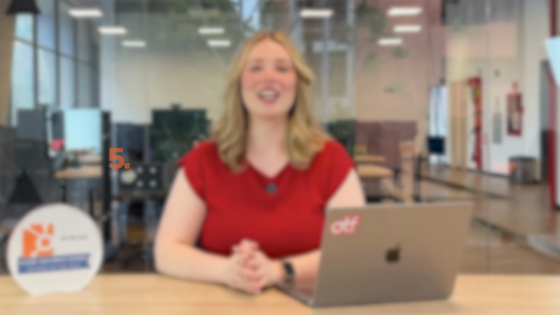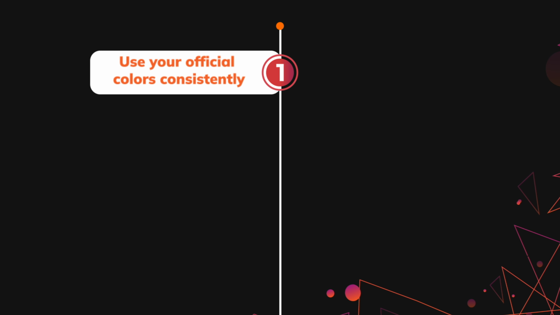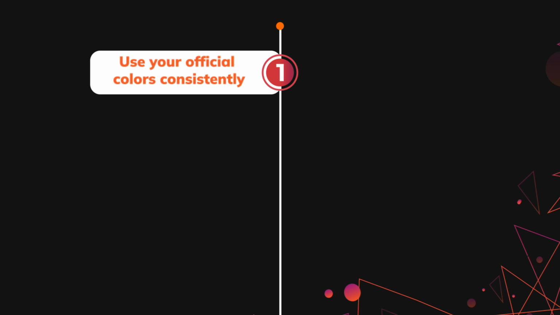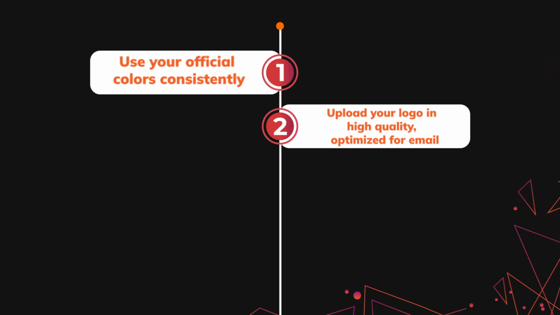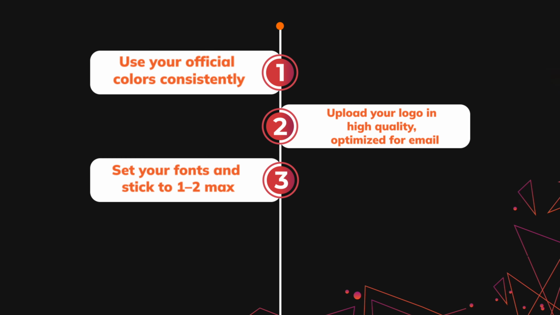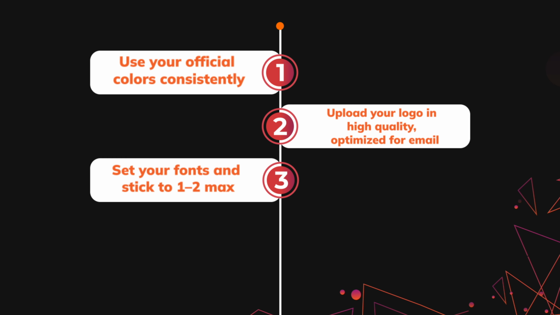Now, step 5 is customizing your brand elements. So click any element to customize it with your brand. You can use your official colors consistently on things like your primary buttons and secondary colors for your accents. Upload your logo in high quality, optimized for email usage. Set up your fonts, and we recommend sticking to 1 to 2 max for easy readability. And the great thing is HubSpot actually remembers all of these settings. So once you've set them up, future templates will stay consistent automatically.